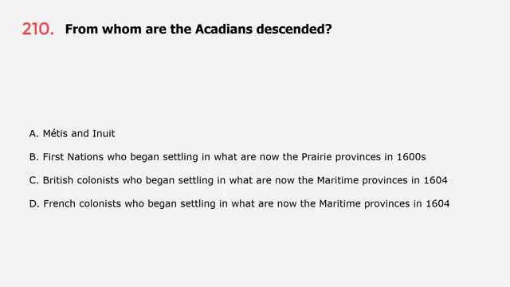Question 210. From whom are the Acadians descended? A. Métis and Inuit. B. First Nations who began settling in what are now the Prairie Provinces in 1600s. C. British colonists who began settling in what are now the Maritime Provinces in 1604. D. French colonists who began settling in what are now the Maritime Provinces in 1604.